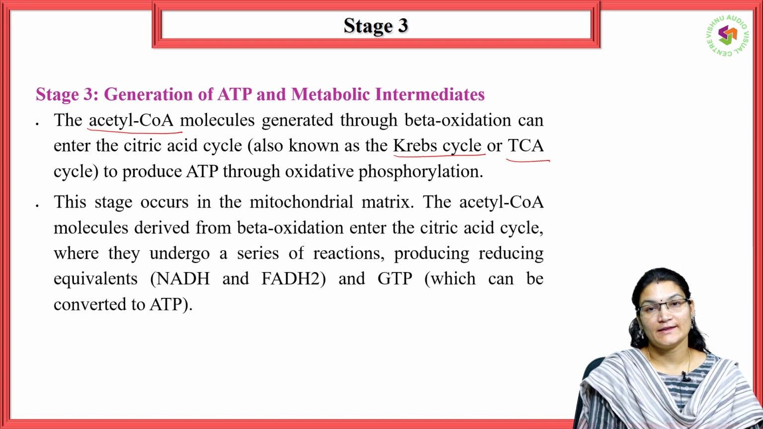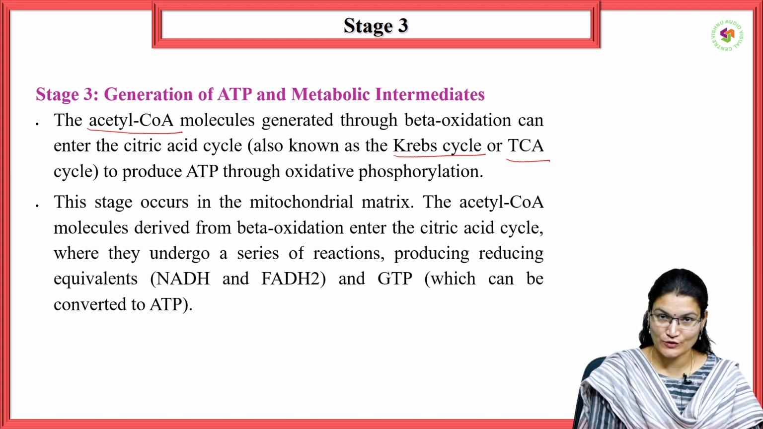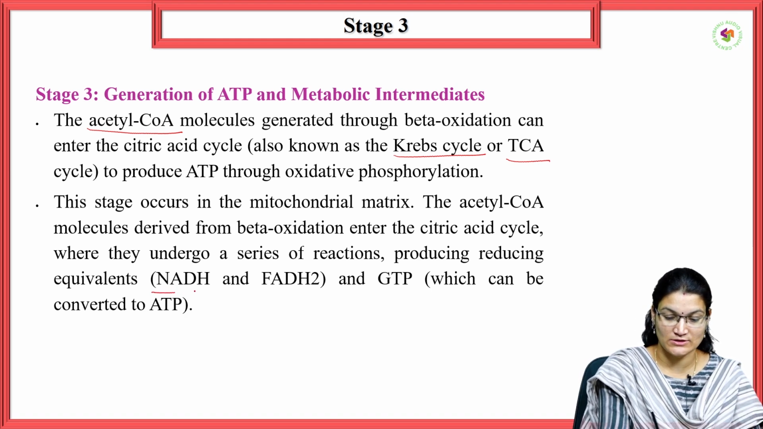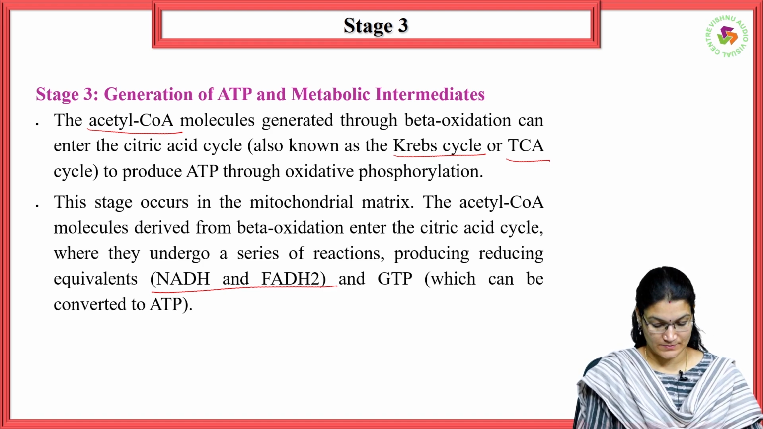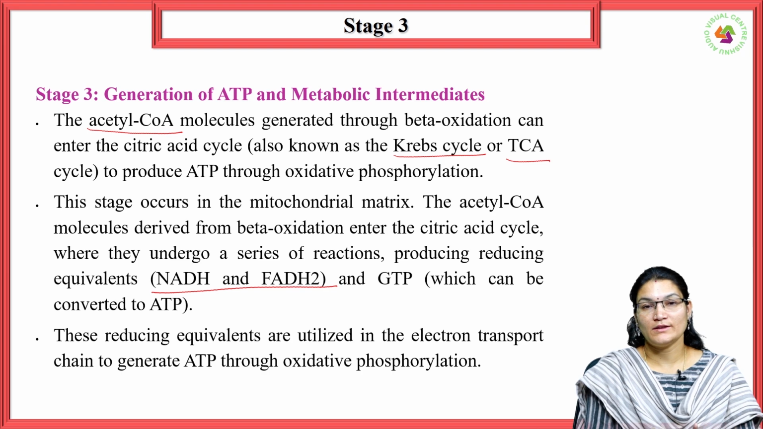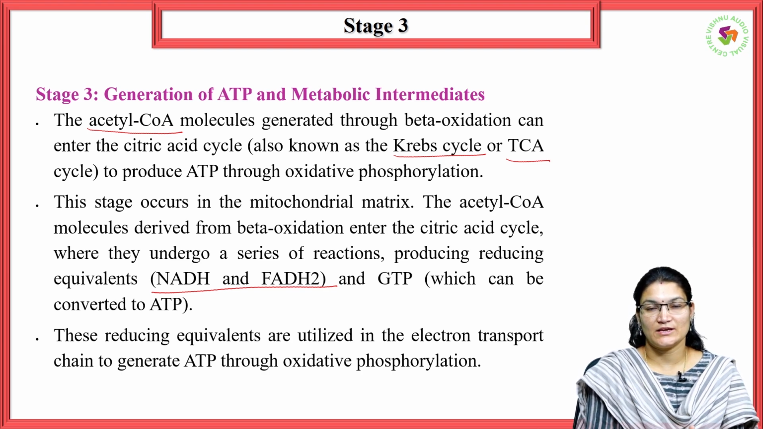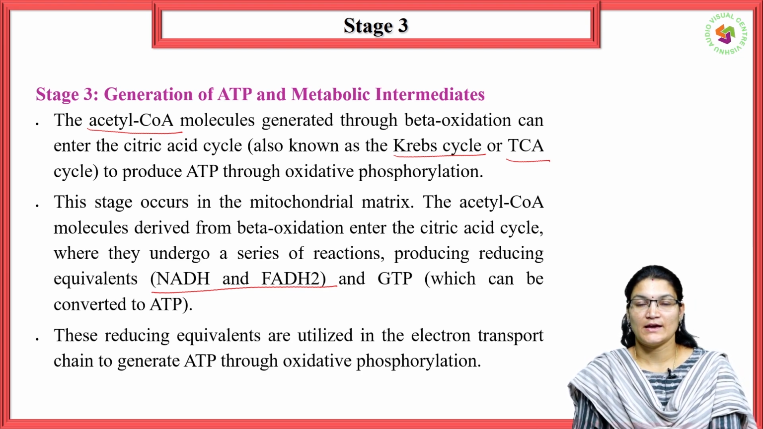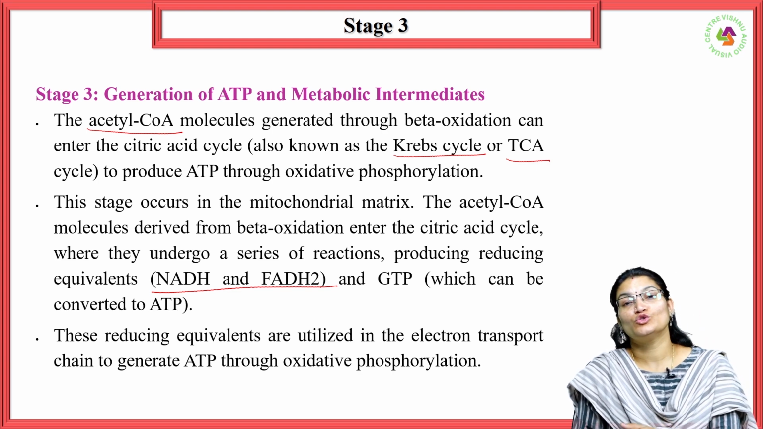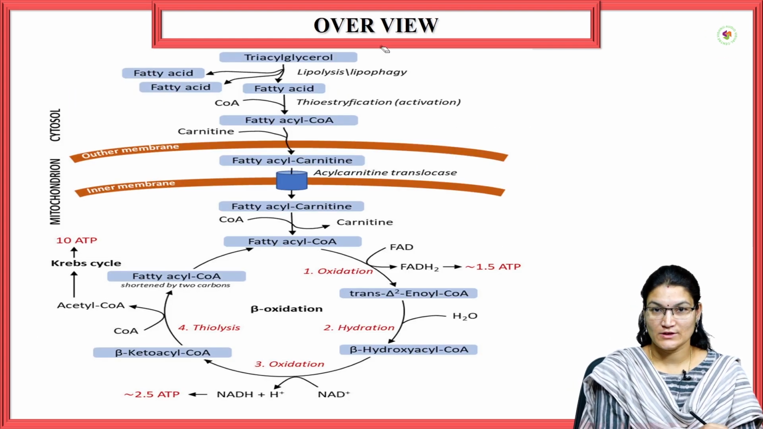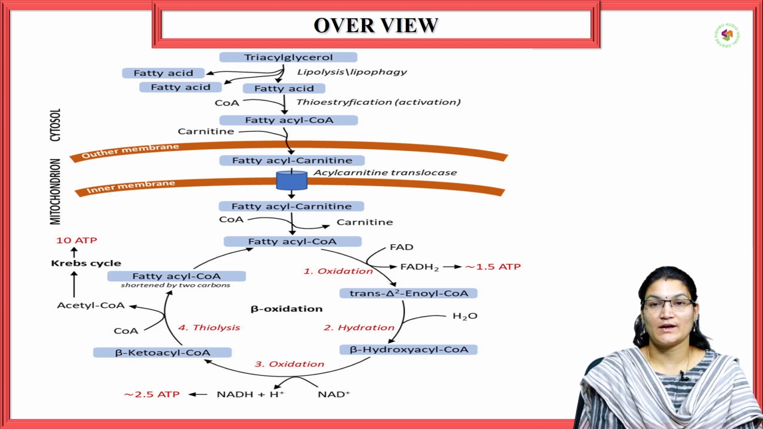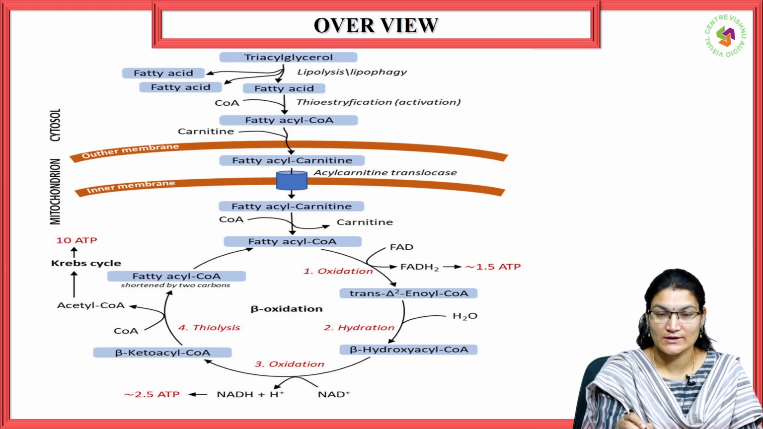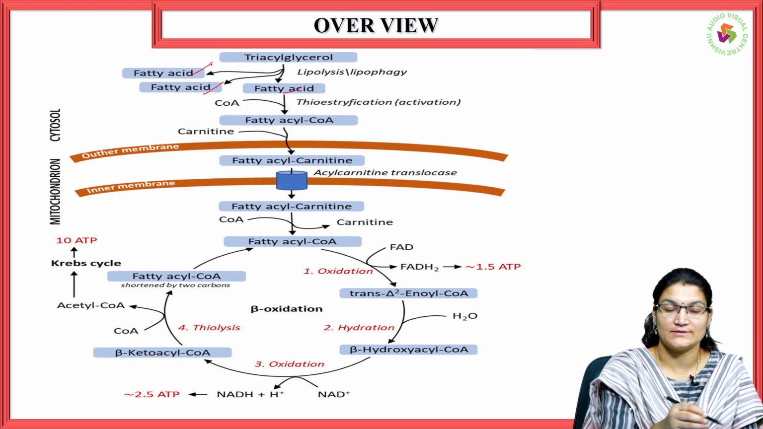Next, the remaining NADH and FADH which are produced through this beta oxidation process are utilized in the electron transport mechanisms. And each NADH is equivalent to 3 ATPs and each FADH is equivalent to 2 ATPs. So if you see the overview, in the adipose tissue, we have triglycerides. The excess energy is stored in the form of triglycerides. Those triglycerides are converted into 1 glycerol molecule and 3 fatty acid molecules.